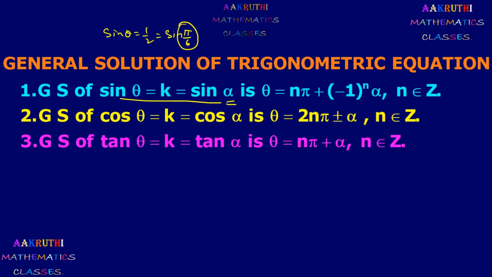Similarly, if tan theta equals k equals tan alpha, where alpha is one known angle, then we can write theta equals n pi plus alpha, where n belongs to Z.